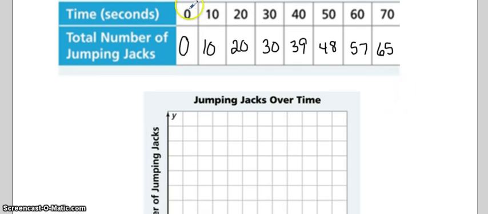So we're going to label our axes first onto our graph. Just to remind you, we have an x-axis and a y-axis on our graph. This would be our x-axis in our table, and this is our y-axis. We have time and total number of jumping jacks, and our time is increasing by 10 seconds. So we're going to go down here and label time in increments of 10. So 10, 20, 30, 40, 50, 60, and 70.